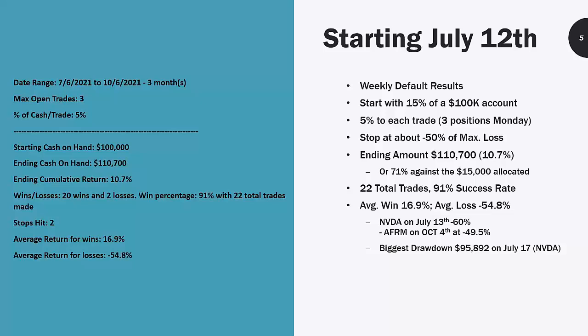The biggest drawdown during this time was at $95,892, starting off from a $100,000 account, and that was mostly due to the July 17th NVIDIA position.